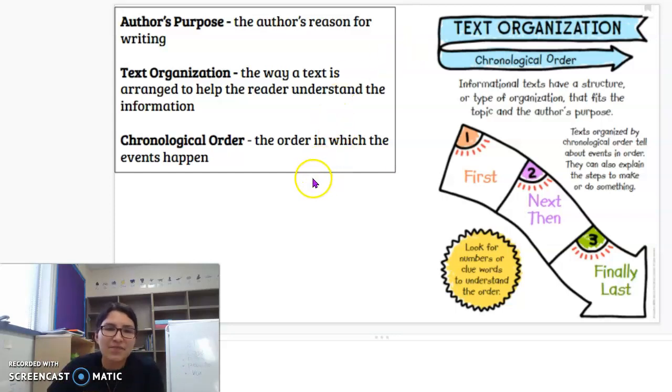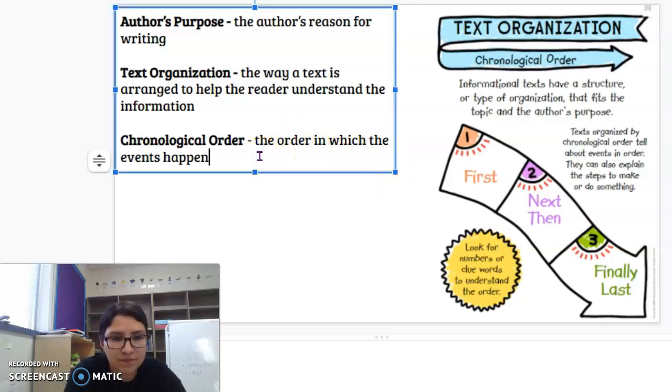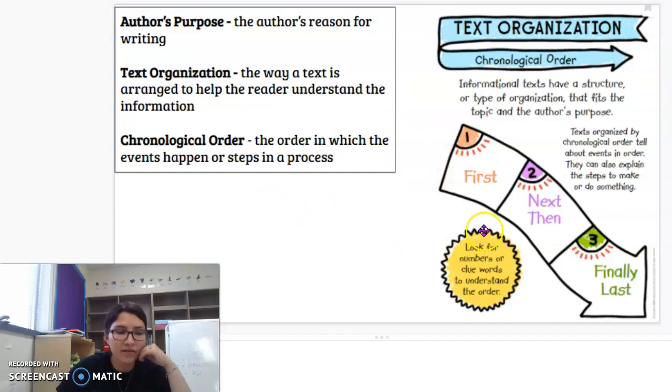So then the next one we have is chronological order. Go ahead and say that with me. Chronological order. Awesome. Chronological order is the order in which the events happen or steps in a process. So lately we've been reading narrative nonfiction books and nonfiction books. So we're learning real information. So there's an order in which the author wants us to understand what is happening. That's the chronological order. They do things first, next, then last, okay?